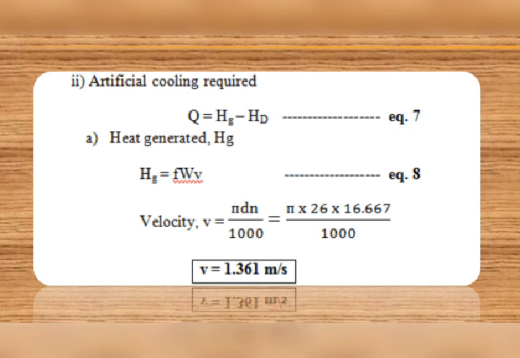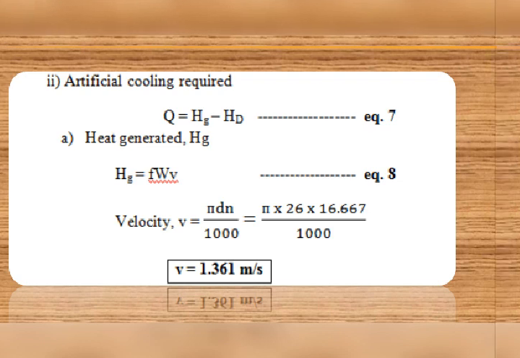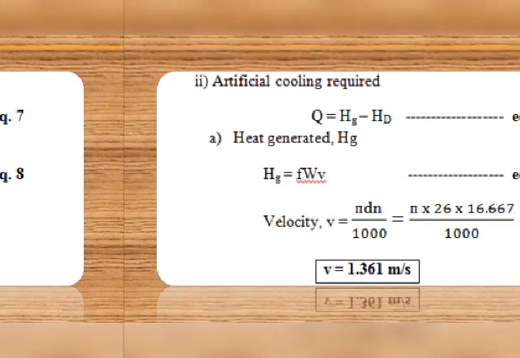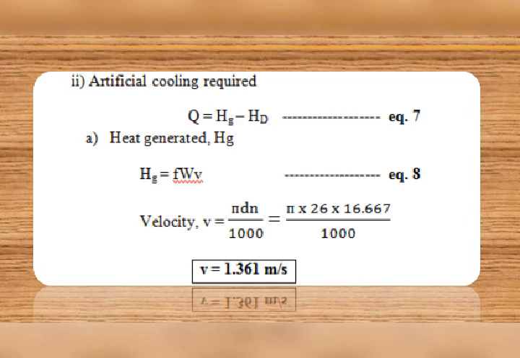Next step is artificial cooling required. This is a familiar equation for us. Artificial cooling Q is equal to Hg minus Hd, call that equation number 7. Now we'll evaluate the heat generated first, that is Hg is equal to coefficient of friction f into load W into velocity V, call that equation number 8 for time being.